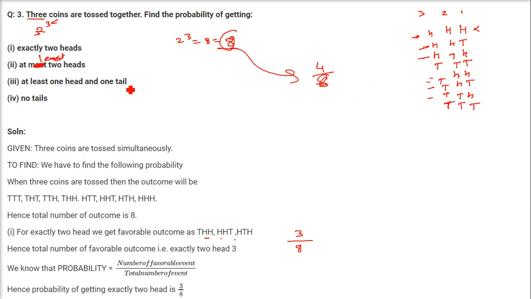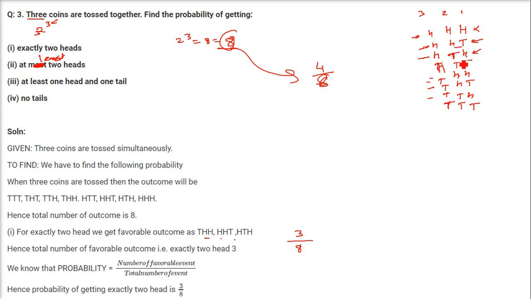Now, at least one head and one tail. So this will count because this has one head and one tail. This also has one head, one tail. This doesn't have. Oh, this is HH, TT and this is HHH, TTT. Okay.